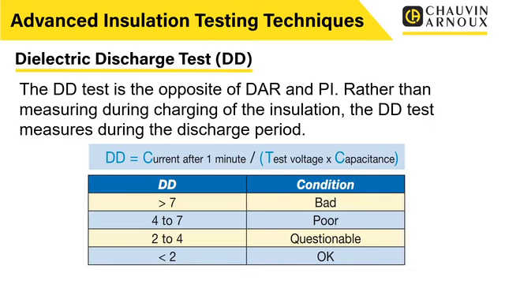So this is a different way of doing it. We've done a charging cycle with a DAR or a PI test, and this is actually the opposite. This is the discharge end of the curve, to see what's happening when we discharge it. It's a similar process, but just a different way. I believe this is better for detecting certain faults, particularly within multi-layered insulation.